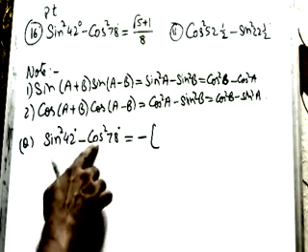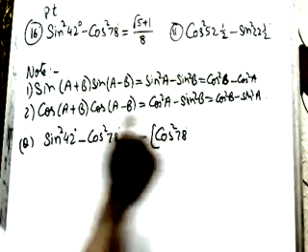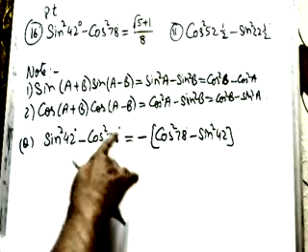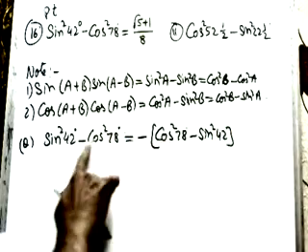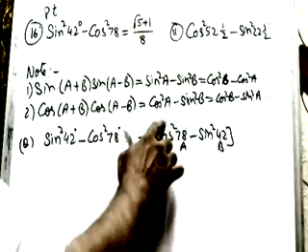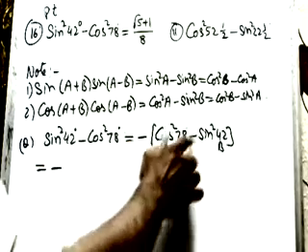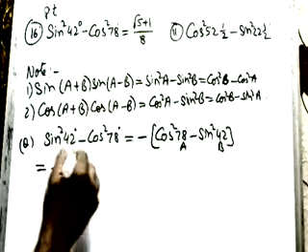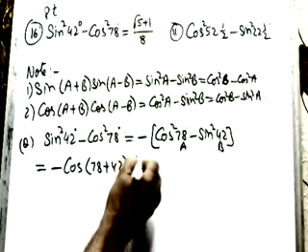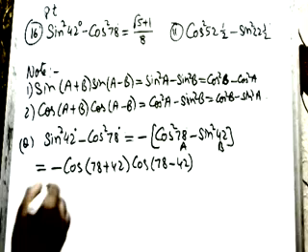Let's first take minus common. If we take minus common, this will become plus cos square 78 degrees, and this will become minus sine square 42 degrees. Now this will become a formula. After taking minus, this will become plus and this will become minus. So consider this as a, this as b. Cos square a minus sine square b is cos (a plus b) into cos (a minus b).